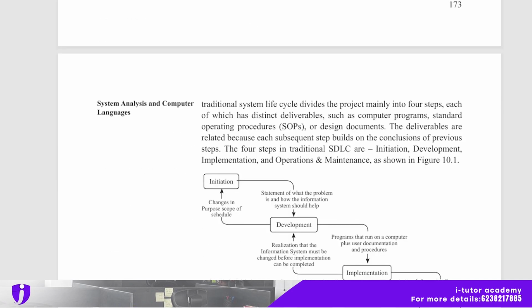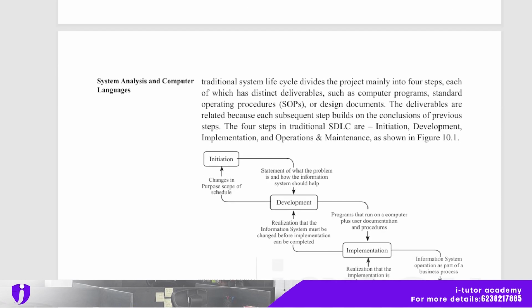The traditional system life cycle divides the project mainly into 4 steps, each of which has distinct deliverables such as computer programs, standard operating procedures, or design documents. The deliverables are related because each subsequent step builds on the conclusion of the previous steps. The 4 steps in traditional SDLC are initiation, development, implementation, and operation and maintenance.